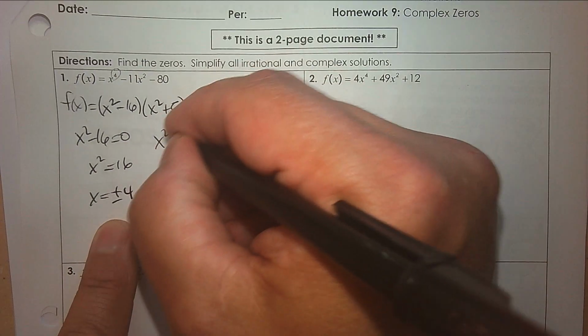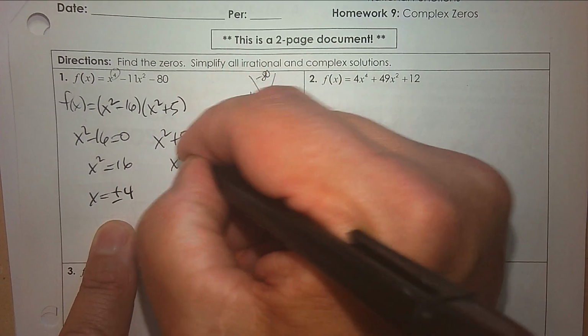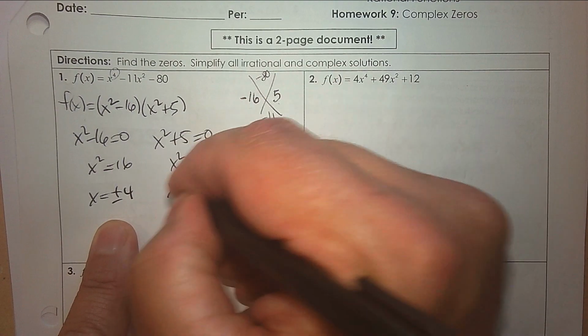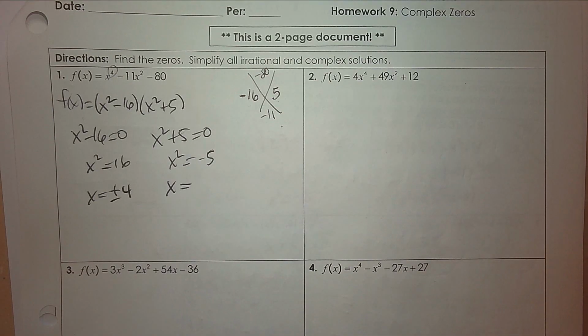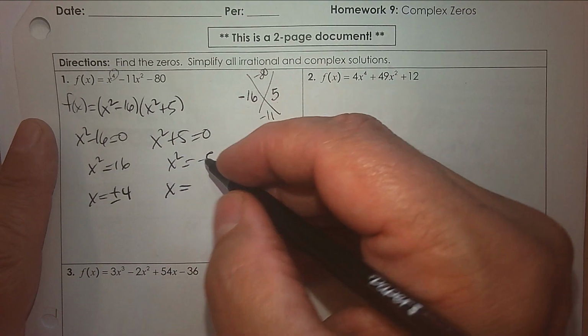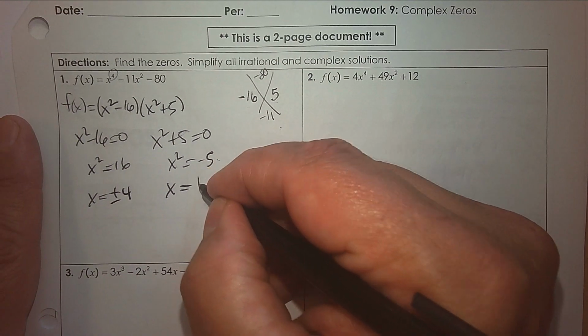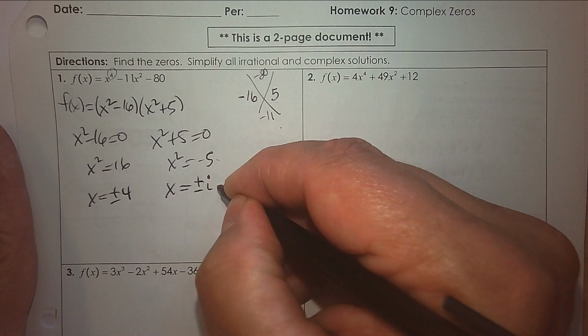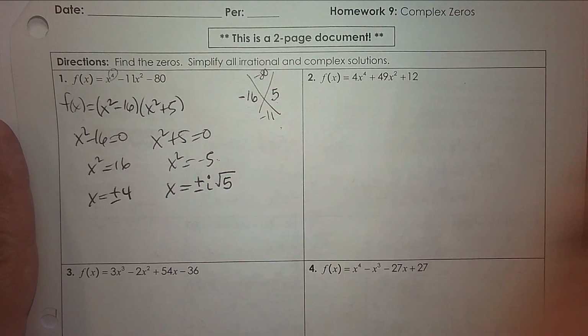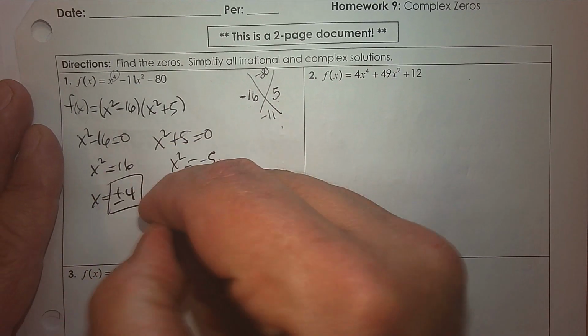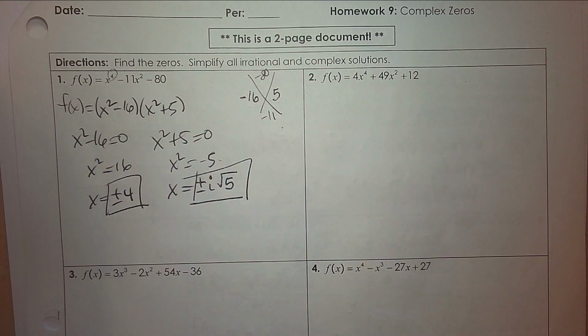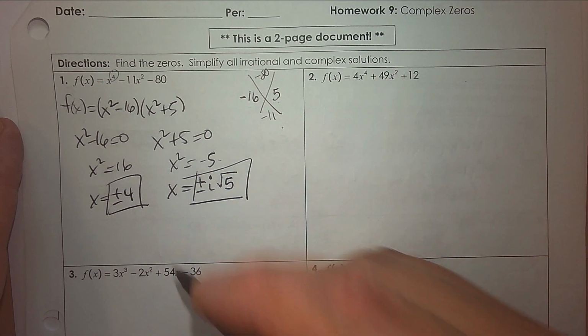X squared plus 5, when I subtract 5, I realize I'm going to have to take the square root of a negative number, and the square root of a negative number is imaginary. So the answer is positive or negative, but it's imaginary, and then the root 5. And that's it. Those and those are your zeros. And we found 4 of them.